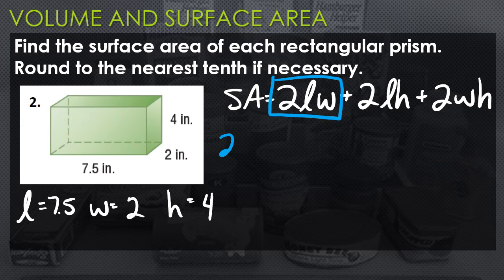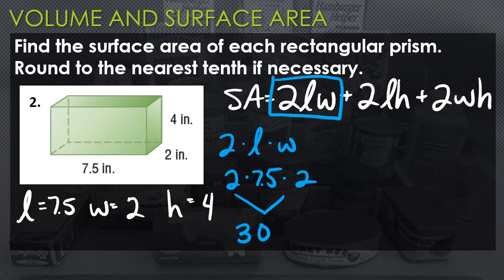So we're going to do 2 times length times width. So that comes out to 2 times our length is 7.5, our width is 2. So that's going to come out to, when we do the math, 30. Let's then do piece number 2.